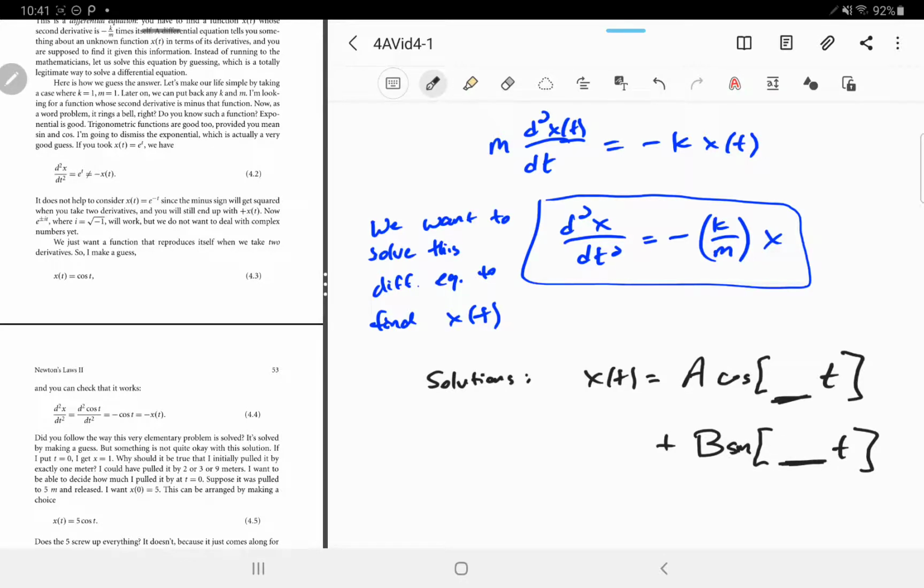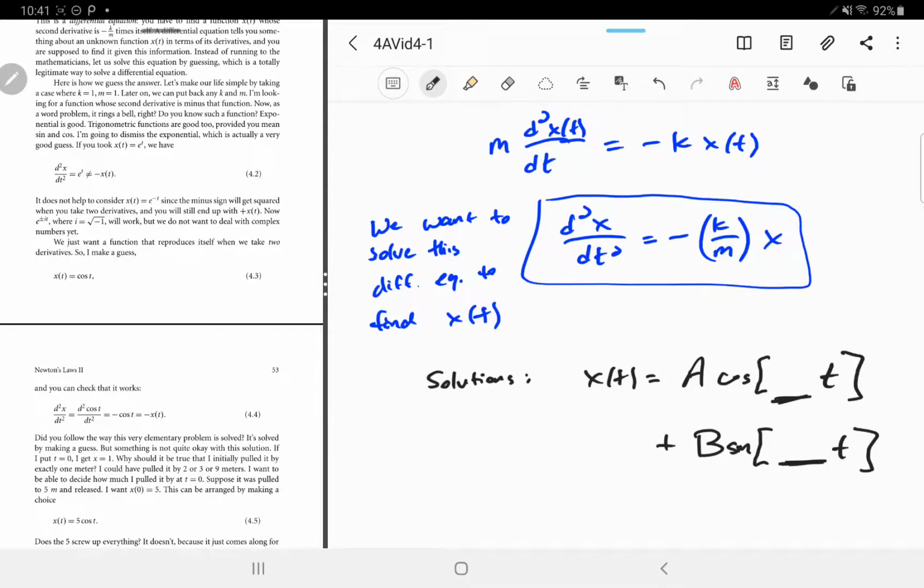Whether you have cosine or sine, when you take two derivatives, you get minus that function again. So cosine, a derivative is minus sine, another derivative is minus cosine. So you get minus the original thing back again. For sine, if you take a derivative, you get cosine. You take another derivative, you get minus sine. So both of these work.